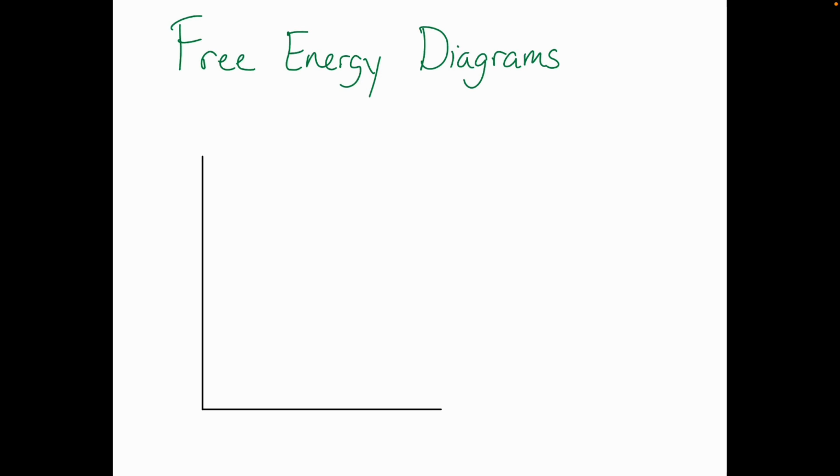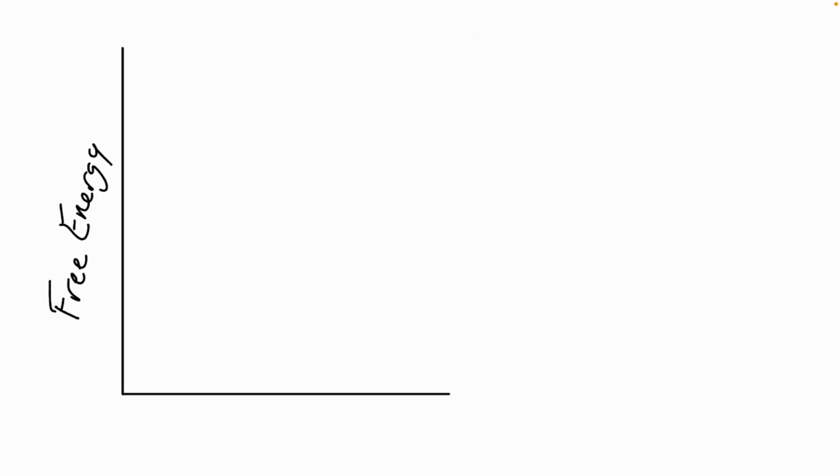All right, so we have a graph here. On our y-axis is the free energy. Okay? And the x-axis is kind of weird. It's what's called reaction coordinates or reaction progress. You'll hear both.